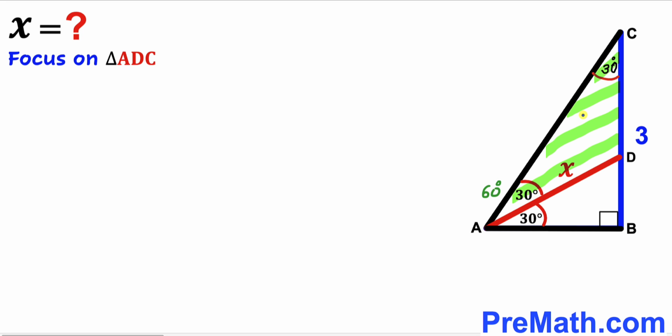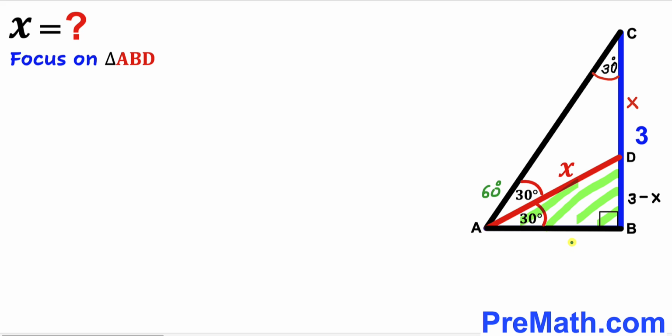Now let's focus on this triangle ADC. We can see that this is an isosceles triangle, since this angle is 30 degrees and this angle is 30 degrees as well. That means this side AD is equal to this side CD. If this side is x, then this CD length has got to be x as well. Now let's make an observation. We know this whole side BC is 3 units, so the remaining side BD is going to be 3 minus x.